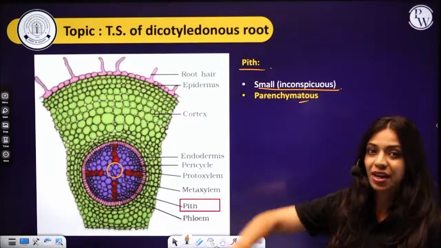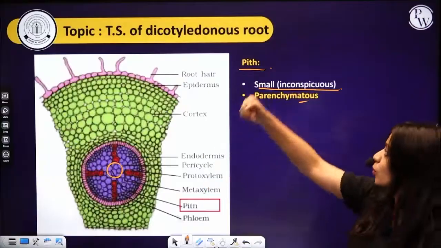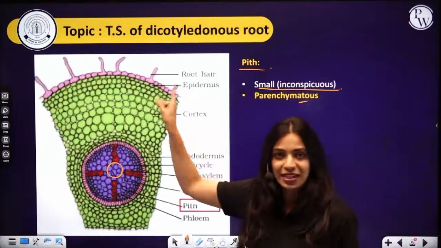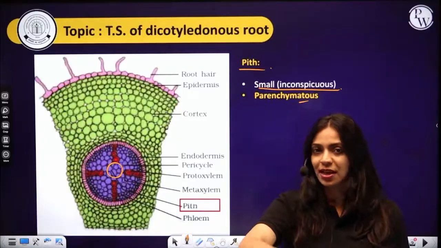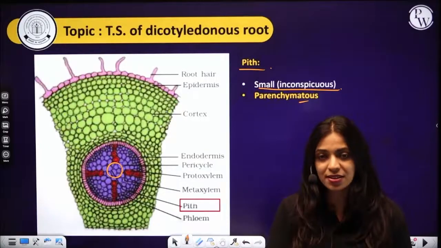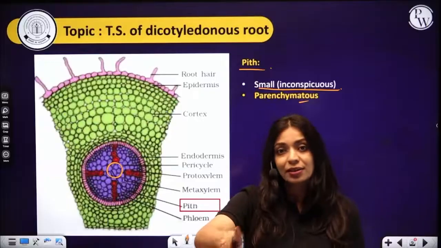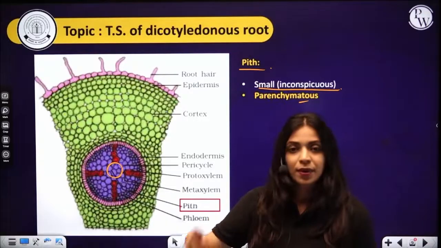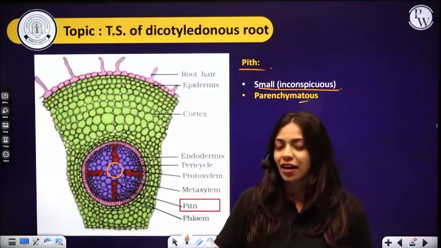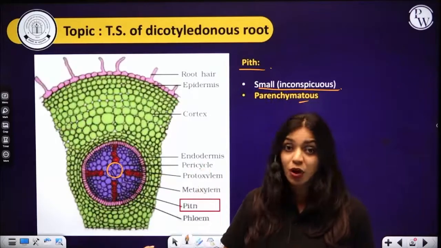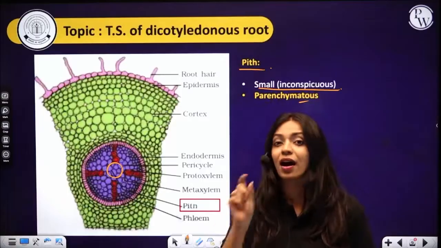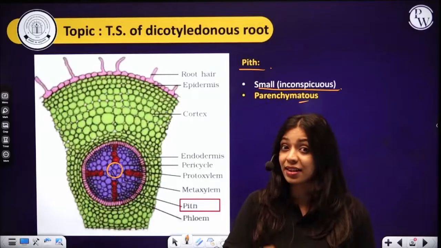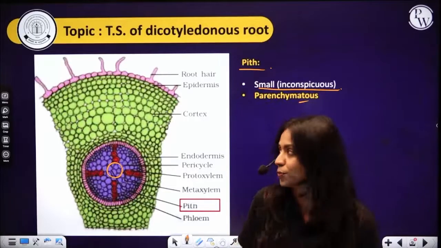Now let's quickly summarize everything we've learned with respect to the dicot root. Outermost layer is the epidermis. Epidermis is single-layered parenchymatous barrel-shaped cells without any intercellular spaces. And there is no cuticle. There are no stomata. Some of the cells in the epidermis of root, which is also called epiblemma, give out extensions that are the root hair. Root hair are unicellular. They help in increasing the surface area available for absorption.